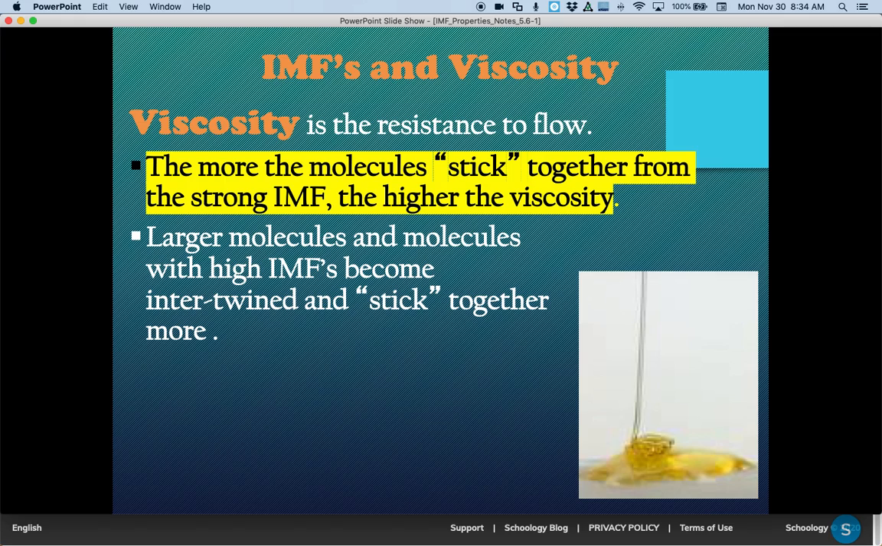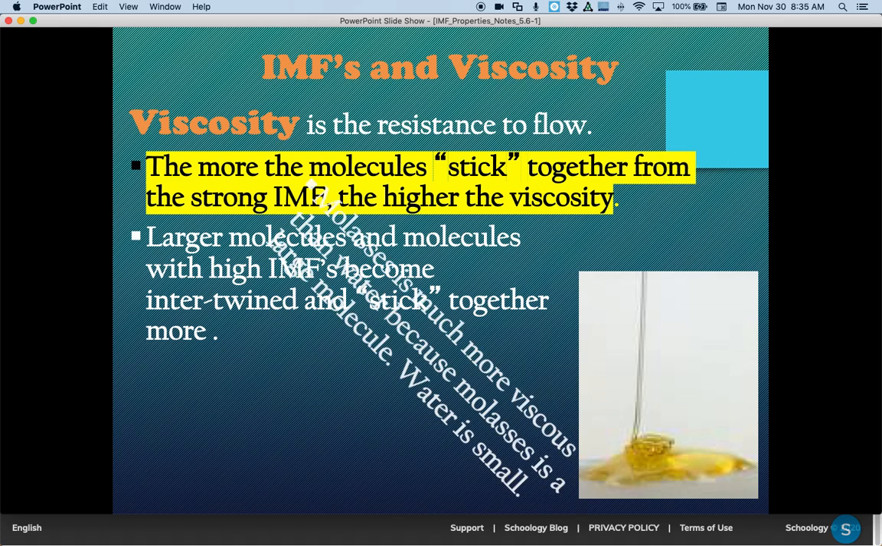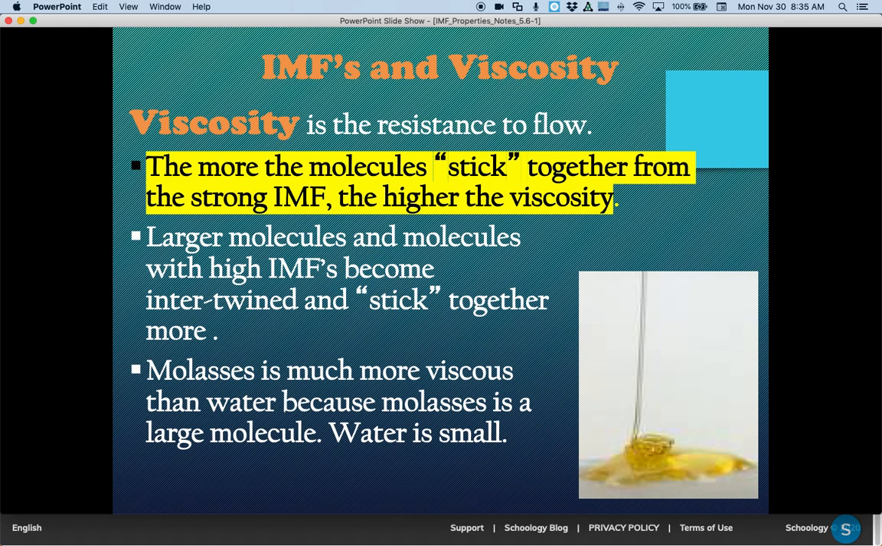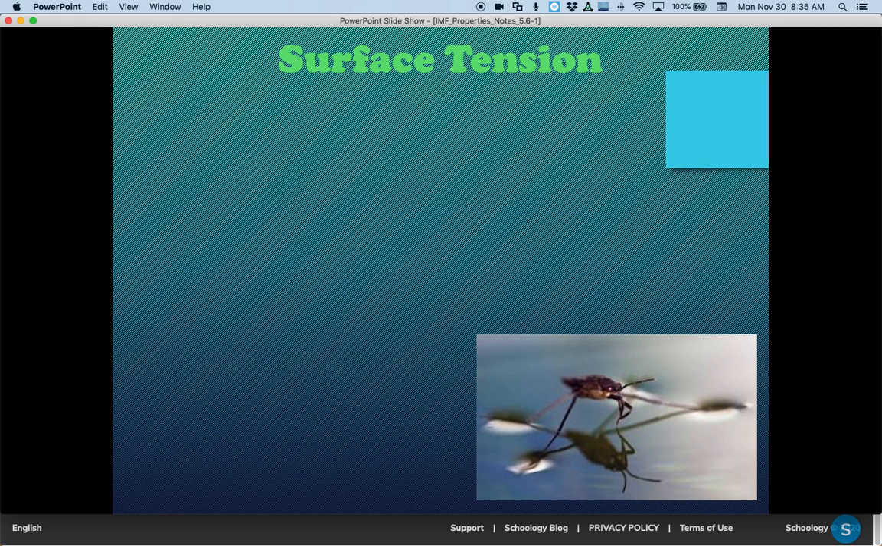And so because it's so big, not only does it have more electrons, which makes those London forces even stronger, but they're able to just kind of mix together, like a ball of Christmas lights, and form this knot, and the molecules kind of get locked in because they can't really move around, and as a result they stick together. So again, molasses. If you don't know what molasses is, it's really gross.